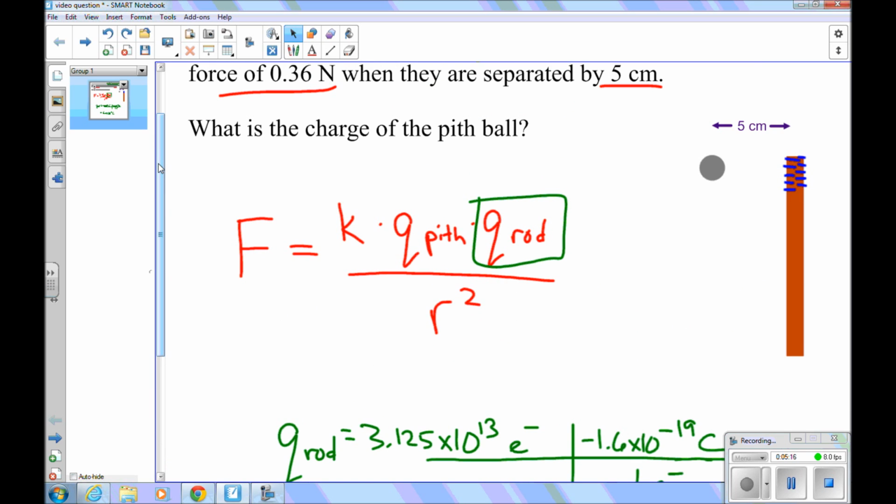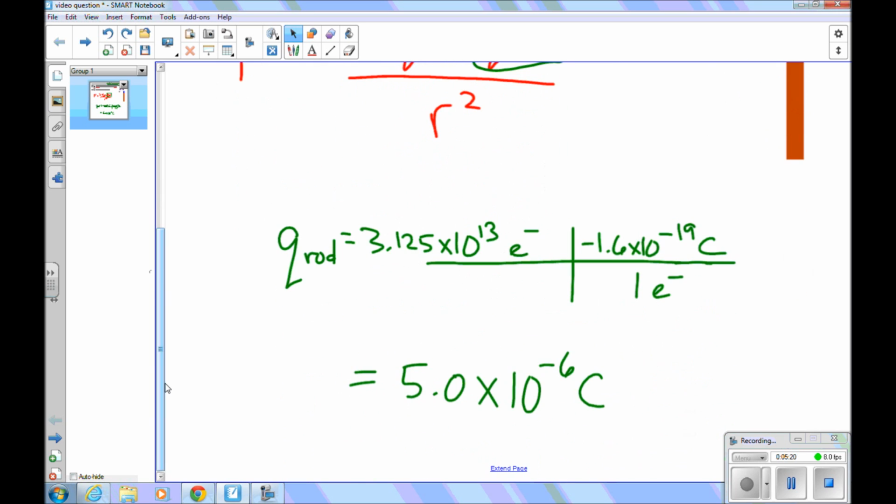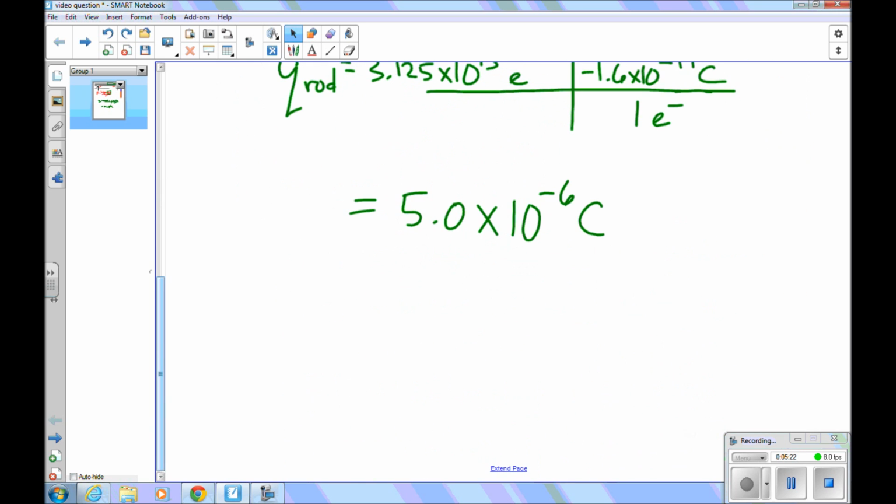So now I know every one of these numbers in my equation except for the charge on the pith ball. So now I'm ready to get into that business.